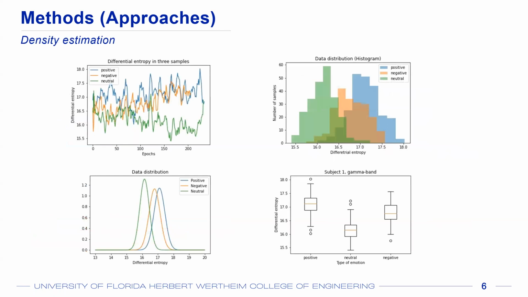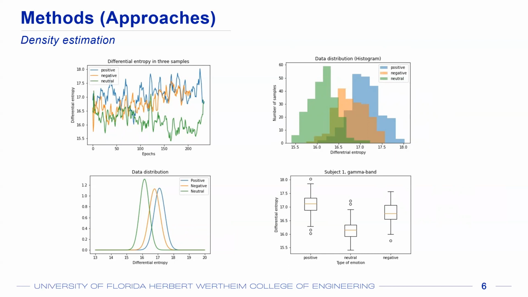Next step, we are going to do the density estimation for the EEG differential entropy features. The goal of density estimation is to prove the availability of the differential entropy feature in emotion recognition. In this process, only the differential entropy feature from one subject, one channel, and one frequency band was used. In this case, we choose subject 1, channel 62, and the gamma band.